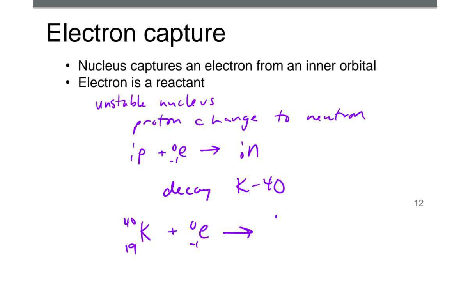The mass number is not going to change, right? Because our electron doesn't have any mass. But the atomic number does change. In this case, we need to be 18 on the product side. And so that's going to be element argon.